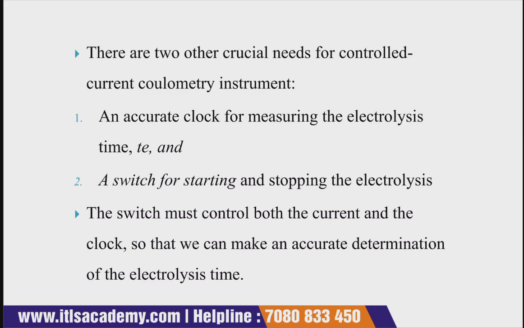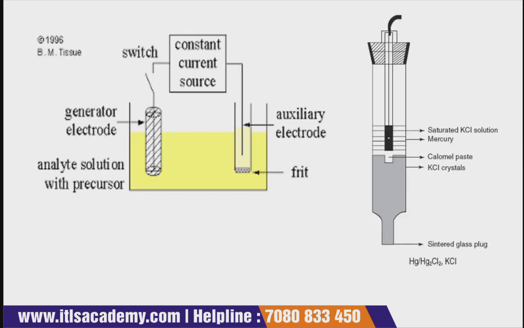Second, the switch must control both the current and the clock so that we can make an accurate determination of electrolysis time. So the simple thing is that it gives a very accurate result, and every measurement should be monitored in a very controlled manner. So this is how the instrumentation part of coulometry looks like.